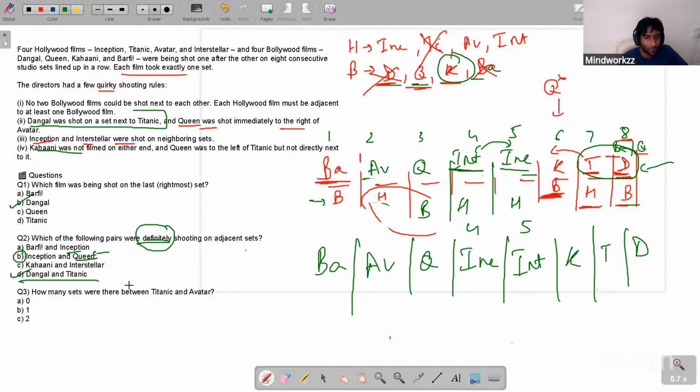How many sets were there between Titanic and Avatar? So Titanic and Avatar, there were 1, 2, 3, 4, 5. 5 sets in between. So 5 sets is the correct answer. The option D is not here. Option D was supposed to be... sorry, 4 sets, not 5 sets, because Avatar you will not count. So 1, 2, 3, and 4. 4 sets, sorry. Option D was supposed to be 4 sets, which was not mentioned here. So option D is going to be the correct answer for question 3.